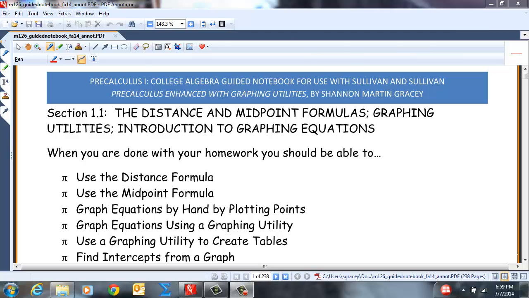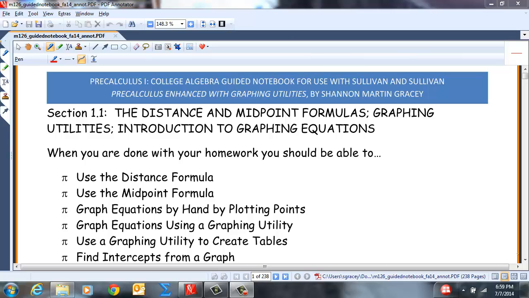Just a word of warning, it's going to be a kind of long section. In the first few sections of this textbook, which is, by the way, Precalculus by Sullivan and Sullivan, they jam a bunch of intermediate algebra topics into chapter 1 and in chapter 2 as well. So just be patient and make sure you leave enough time for your work and you should be fine.